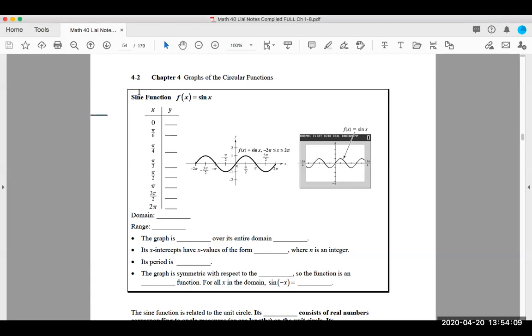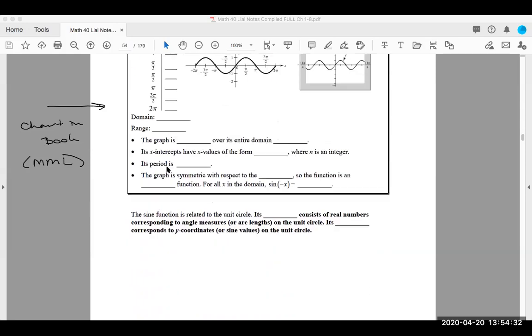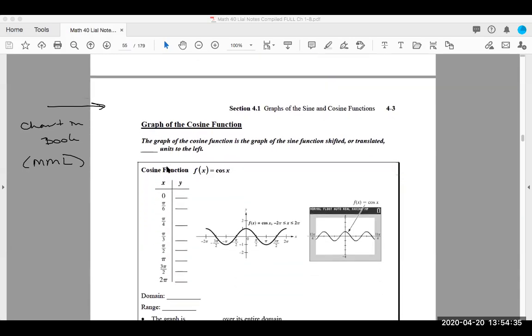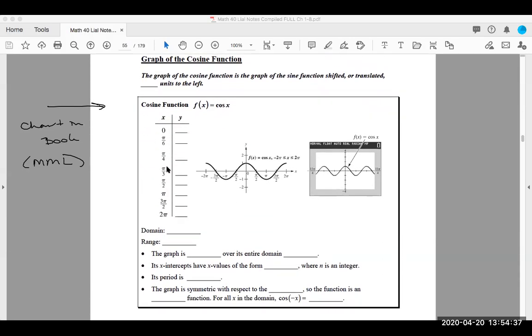So I'll go to draw. Okay, so this is chart and book available on MML, okay? And then same thing for the next page. This chart is going to be available on your textbook, MML.